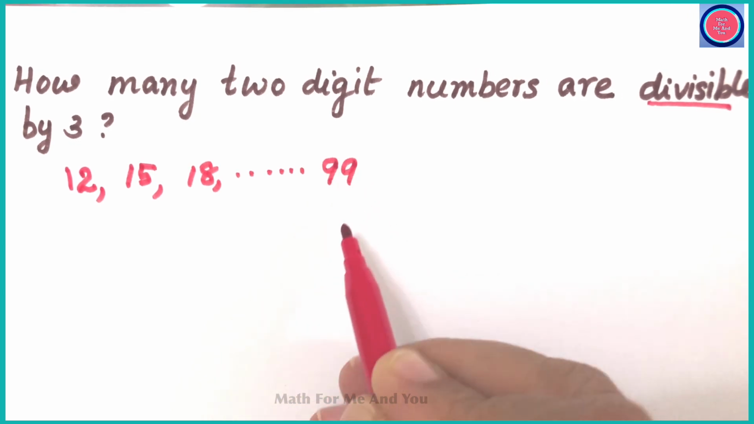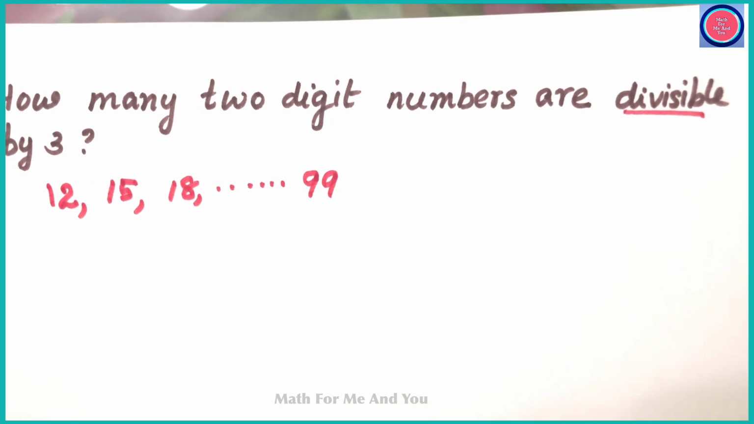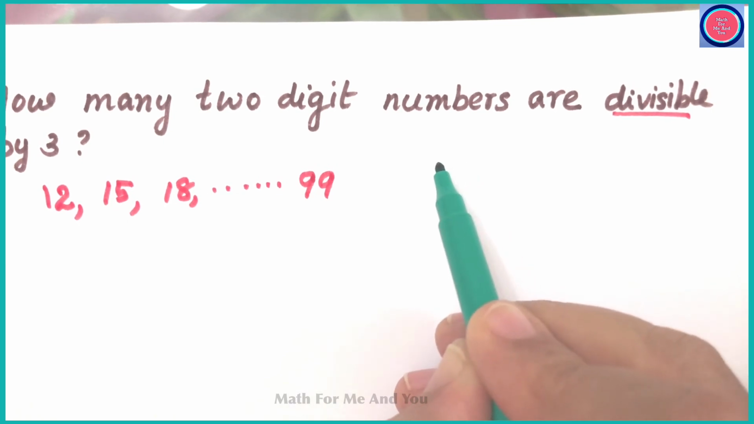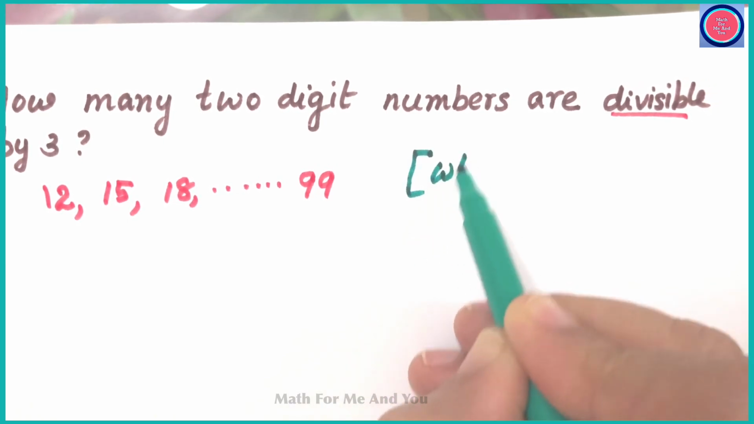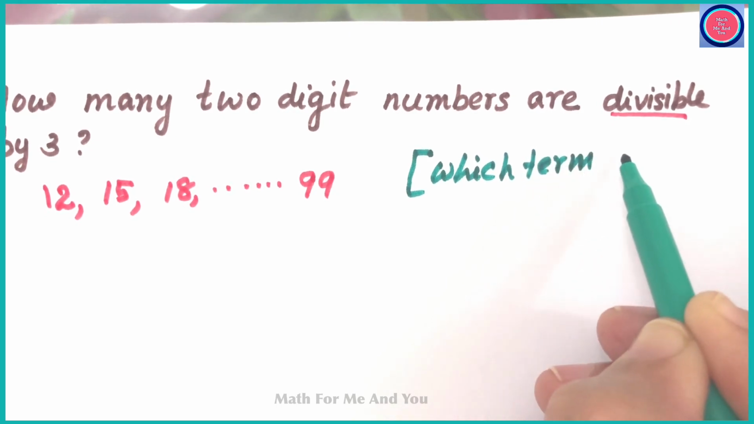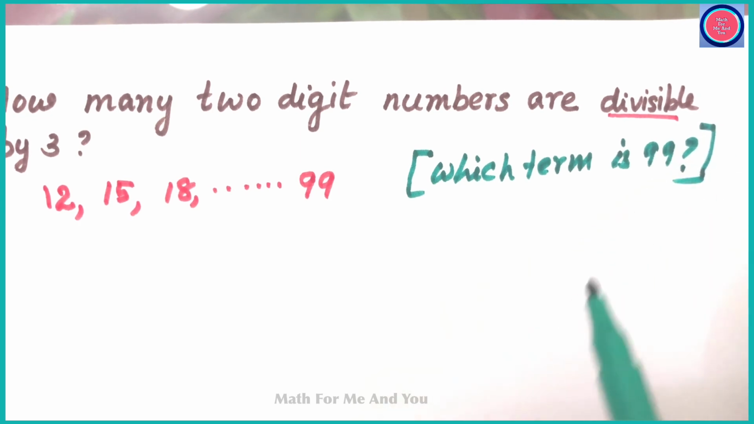So this is an AP. Sometimes we get a similar question in a different way. So the question will be, if 12, 15, 18, etc. are the terms of an AP, which term of this AP is 99? That means if An is 99, we have to find what is n.